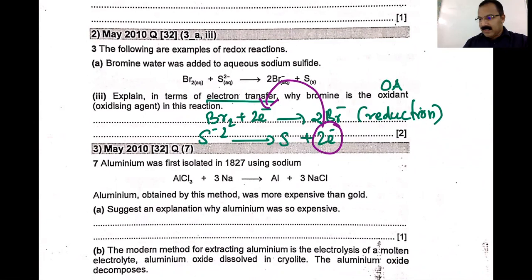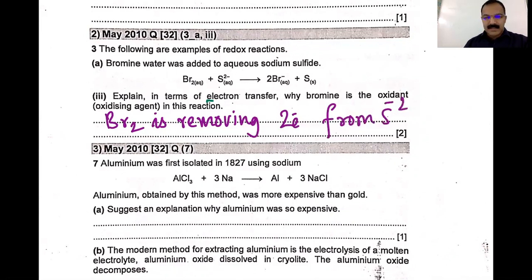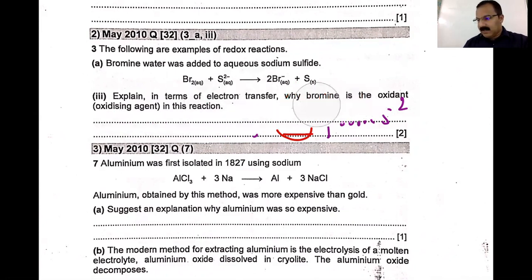So your answer would be, you have to write: Br2 is removing electrons, 2 electrons or generally electrons, from S2 minus. So you will be getting 2 marks, removing and electron. It's better to write electron in full. So you get 2 marks, removing electrons. So any oxidizing agent will be undergoing reduction. Remember that as well. All right.